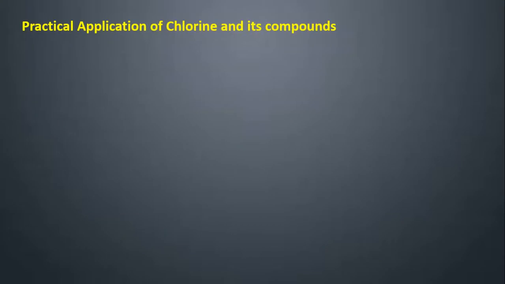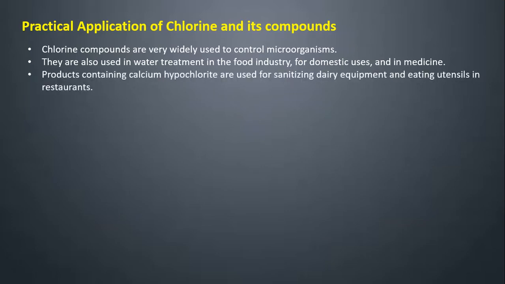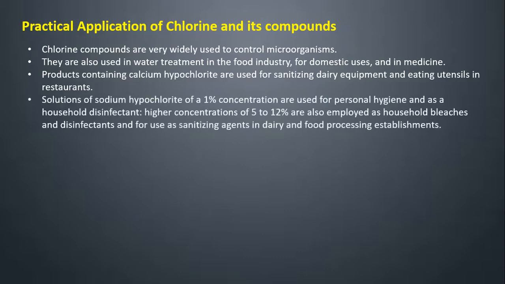Practical application of chlorine and its compounds. Chlorine compounds are very widely used to control microorganisms. They are also used in water treatment in the food industry, for domestic uses, and in medicine. Products containing calcium hypochlorite are used for sanitizing dairy equipment and eating utensils in restaurants. Solutions of sodium hypochlorite of a 1% concentration are used for personal hygiene and as a household disinfectant.